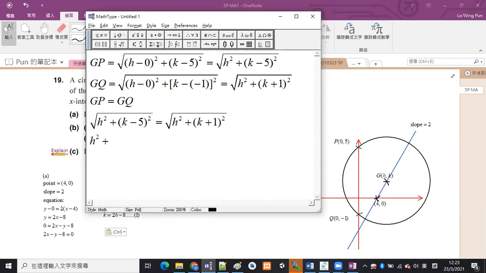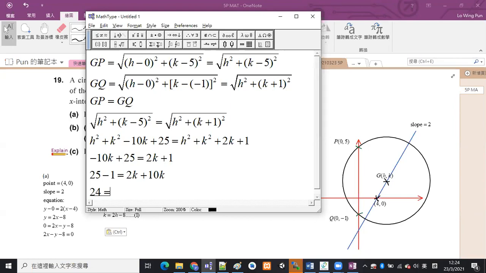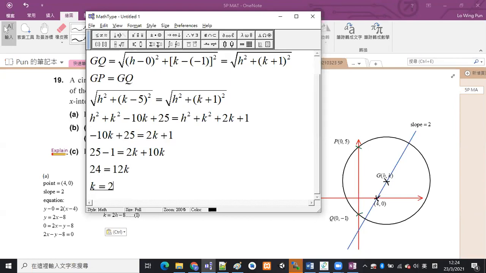So we have h squared plus, expanding the bracket, k squared minus 10k plus 25, equals h squared plus k squared plus 2k plus 1. H squared and k squared cancel each other, right? What is remaining is negative 10k plus 25 is equal to 2k plus 1. That is very good because we don't have two unknowns in this equation, just one unknown. So 25 minus 1 is equal to 2k plus 10k. 24 is equal to 12k. So k is equal to 2. We can calculate one of the unknowns directly.